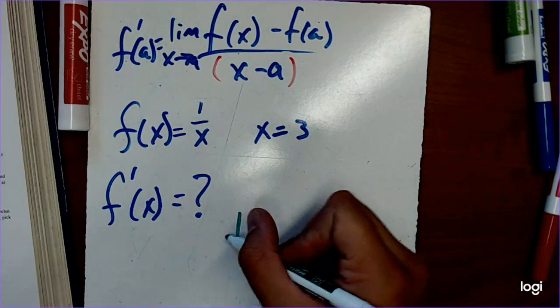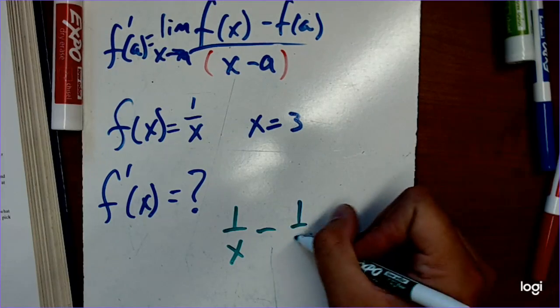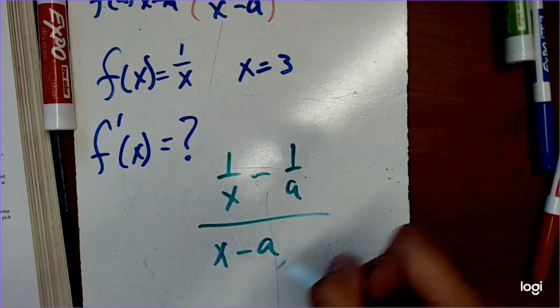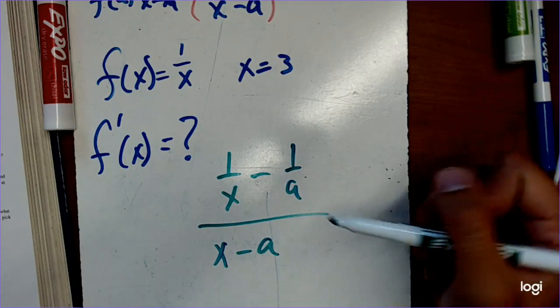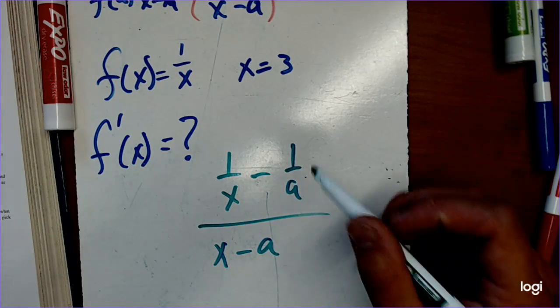So let's take the f of x. That's now going to become 1 over x minus f of a, that's now 1 over a, the denominator x minus a. Okay, so the goal is I've got to get rid of this x minus a. I can do some complex fraction simplification, right? All those skills are starting to make sense now, why we learned them.